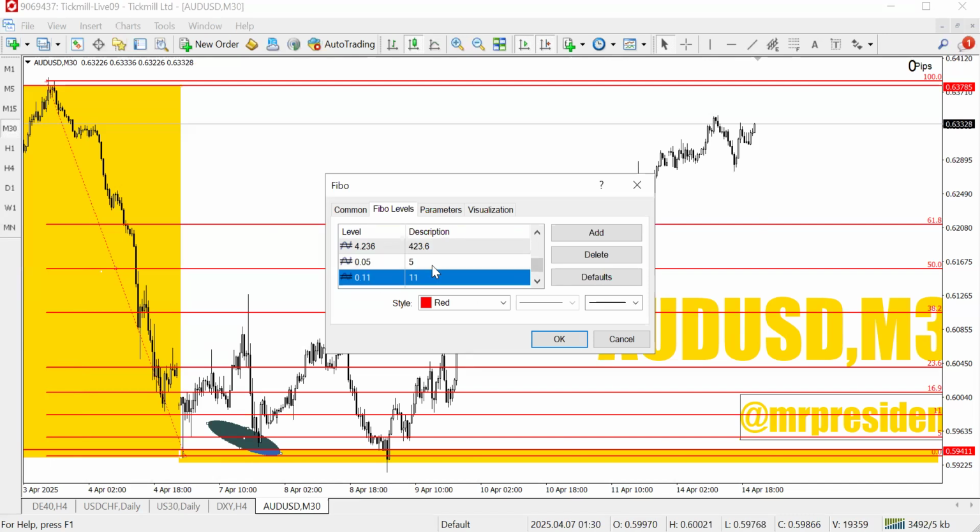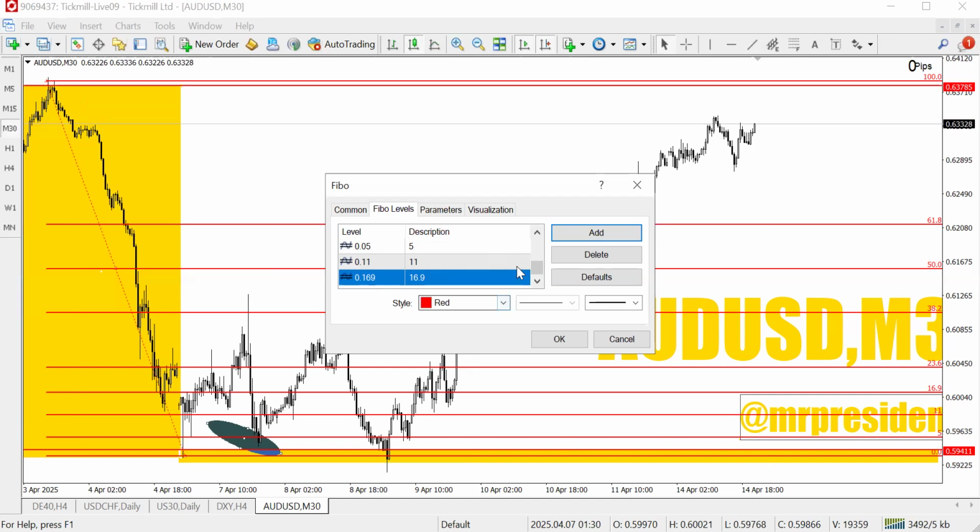And 0.11 is the 11%. And another one is the number that you add, 0.169, which is 16.9. Okay, so you click add. When you click add, you're going to add these numbers: 0.05, 0.11, 0.169, and it will be this level that you're going to be adding. Okay, style, that is a line.